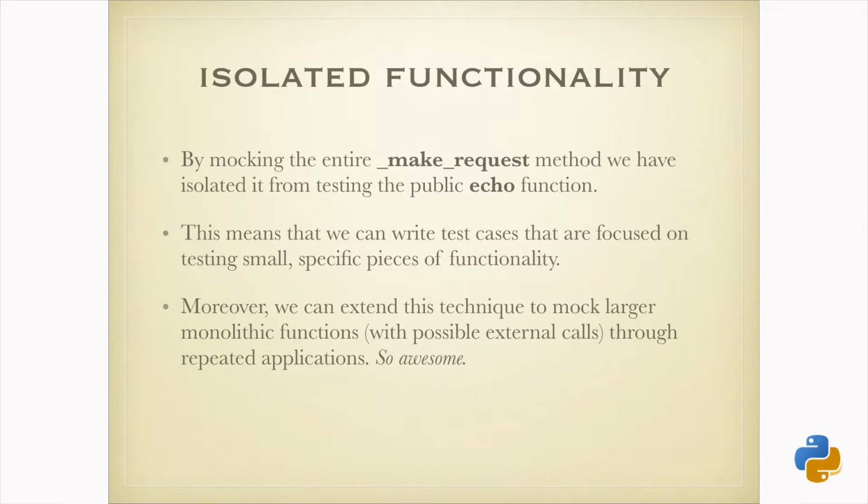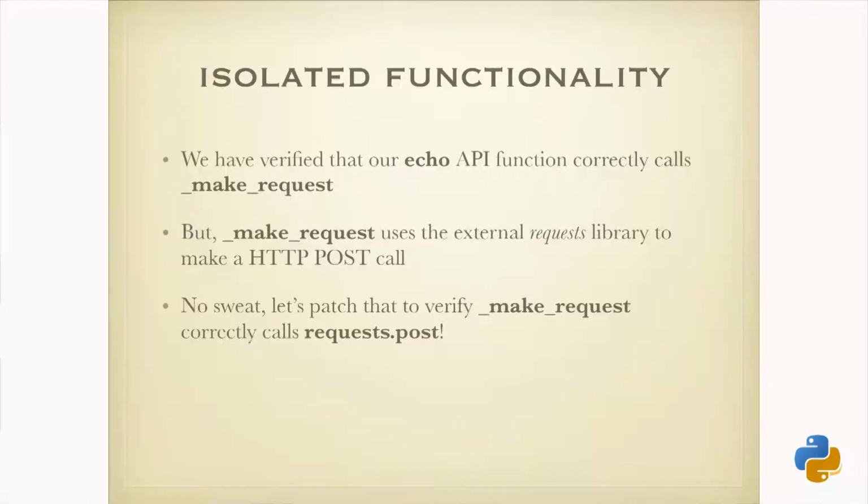So the really cool thing is magic mock allows us to isolate functionality. So by mocking the entire make request method, we have isolated it from testing our public echo method. This means we can write test cases that are focused on testing small, specific pieces of functionality and not having to test the remote service calls and so on. Moreover, we can extend this technique to mock larger monolithic functions by repeatedly applying this pattern using multiple applications of magic mock. It's awesome.